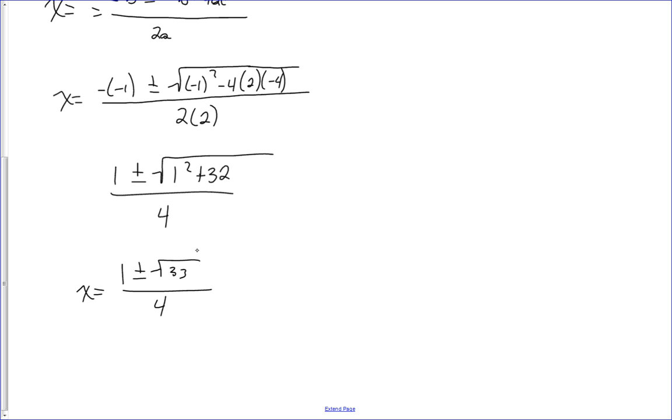This is your answer, or should I say these are your two answers, because you have 1 plus the square root of 33 divided by 4, or 1 minus the square root of 33 divided by 4. Now just leave them like this. You don't have to convert them to a decimal. You can just simply leave them like this.